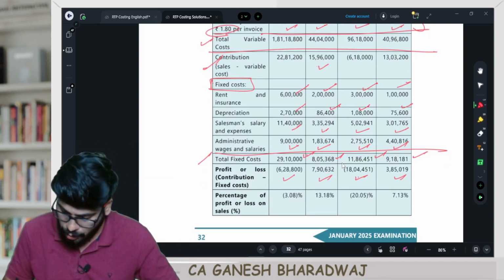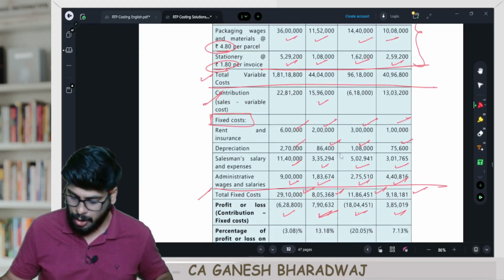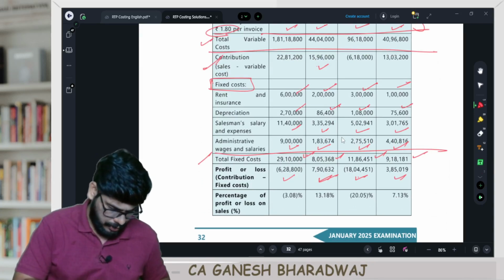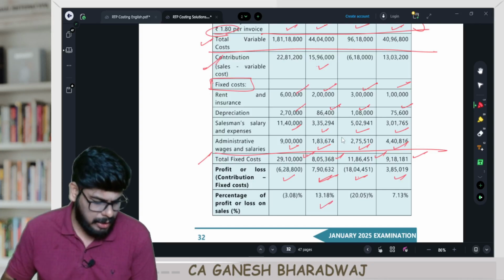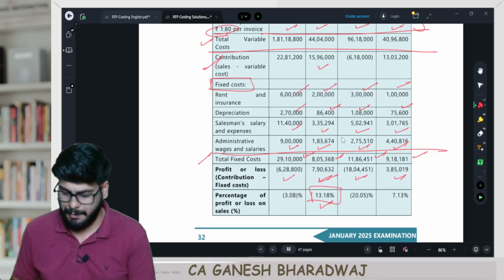Now you express this profit or loss as a percentage of sale. So for product A, it's going to be 790,632 divided by 60 lakhs. So how much is that? 790,632 divided by 60 lakhs. That's going to be 13.1772 percentage. Roughly it's 13.18 percentage.